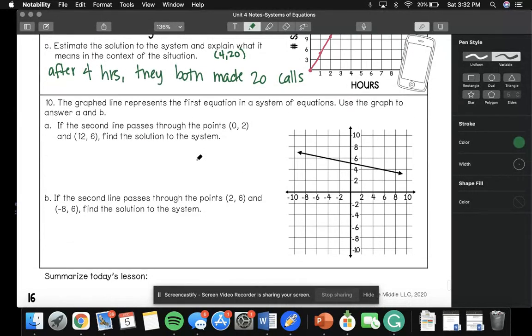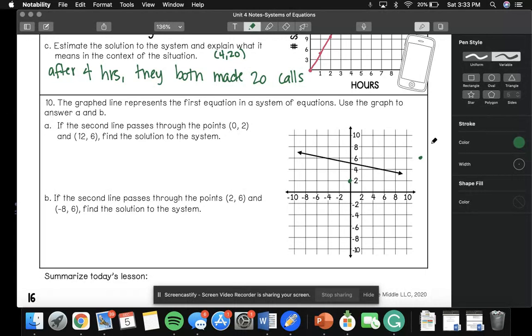Okay, number 10, the graphed line represents the first equation in a system of equations. Use the graph to answer parts A and B. So here's the first one. If the second line passes through (0, 2) and (12, 6), find the solution of the system.